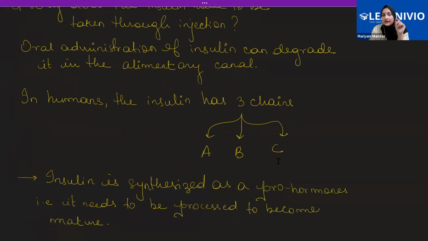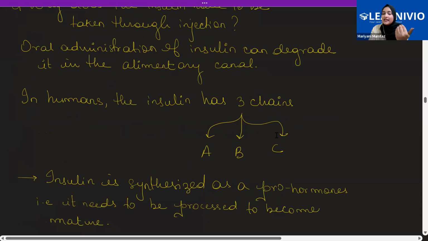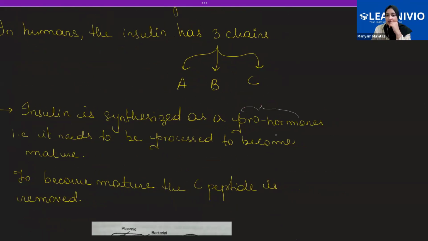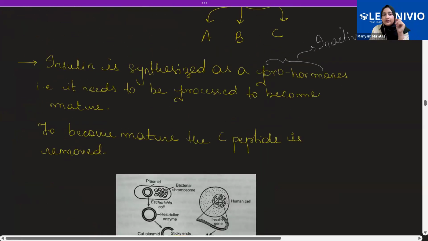And insulin is, whenever it is synthesized, a prohormone. Prohormone means it is inactive initially, but it has to be made active. So when it is a prohormone, it basically has A, B, C chains, and this is an inactive insulin. To make it active, to make it mature, the C chain has to be removed.